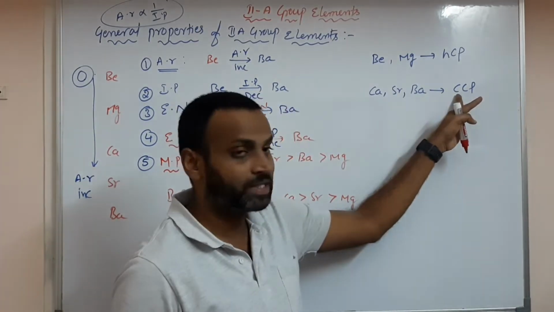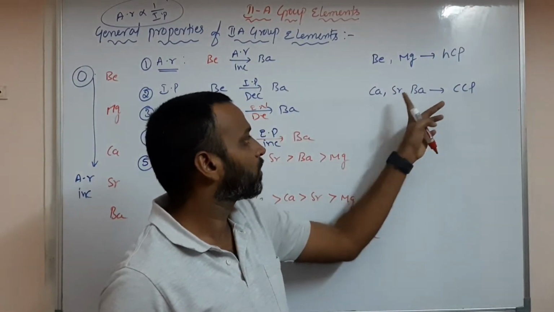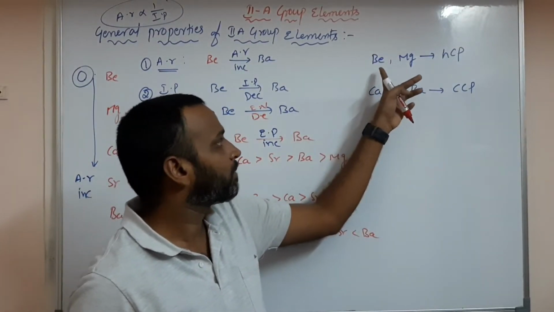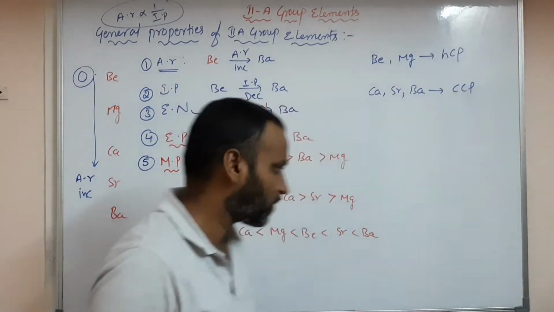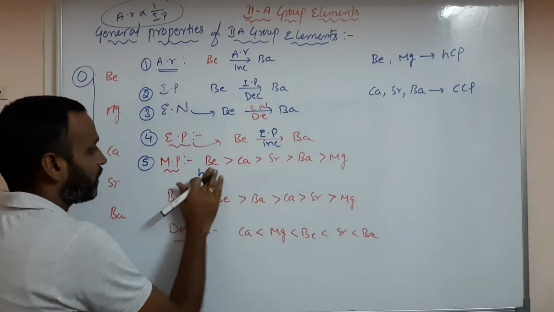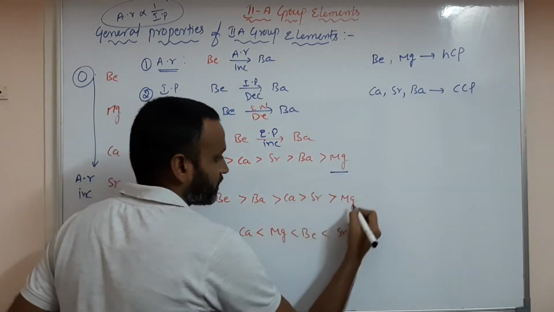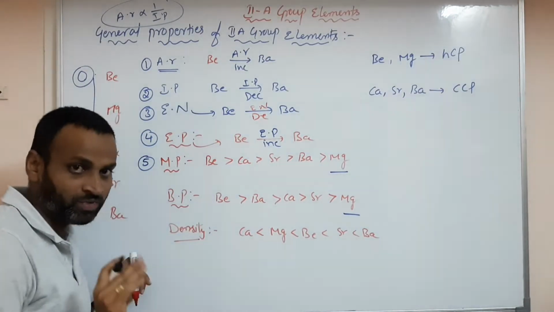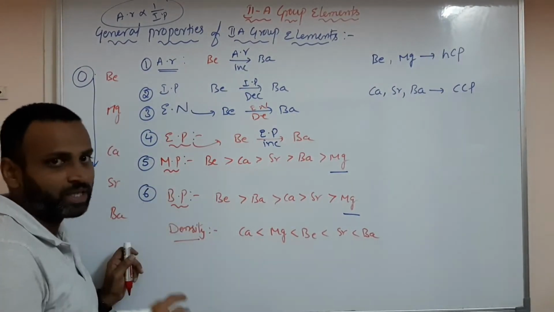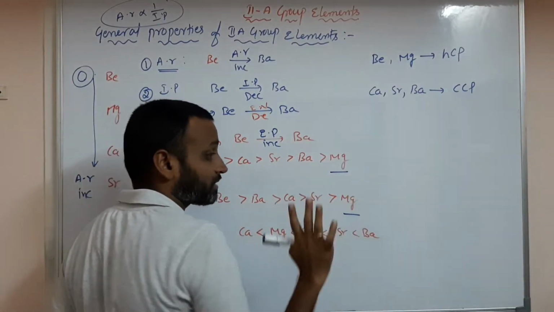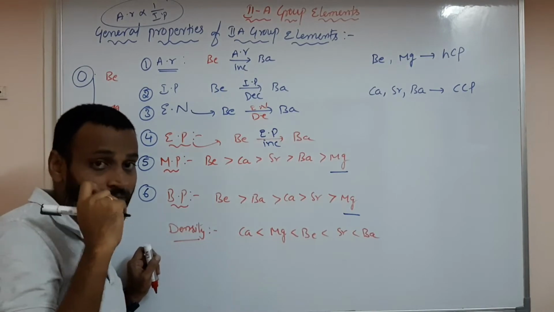Simply we call it FCC also, face centered cubic. These are all important for you. So please remember: beryllium and magnesium HCP, and calcium, strontium, barium CCP. Based on structure you have this melting point order. Remember that magnesium has the least. If a melting point or boiling point question is given, first check in which option magnesium has the least, and keep that in your mind.